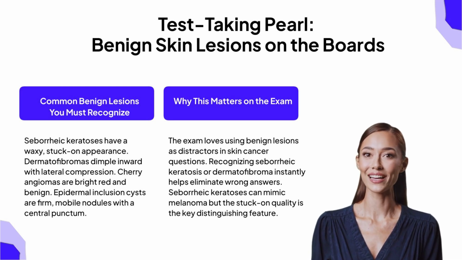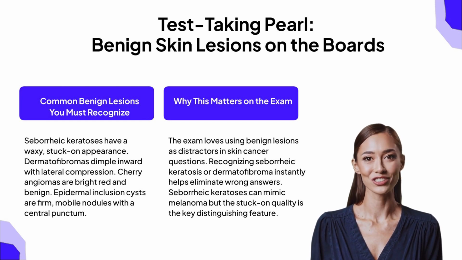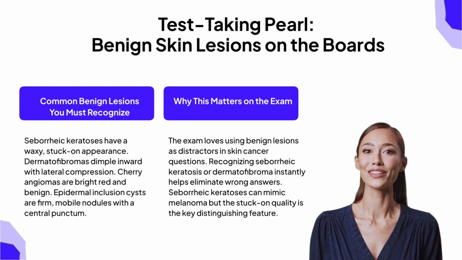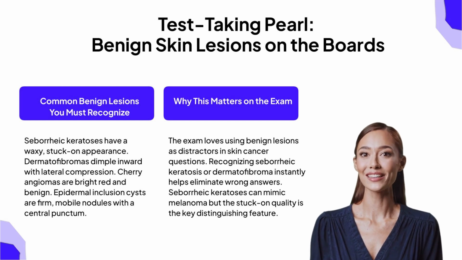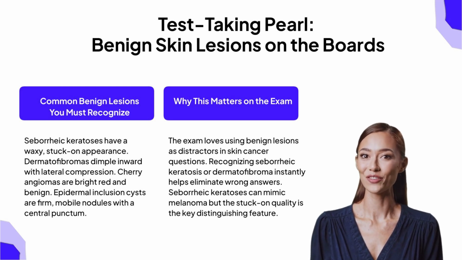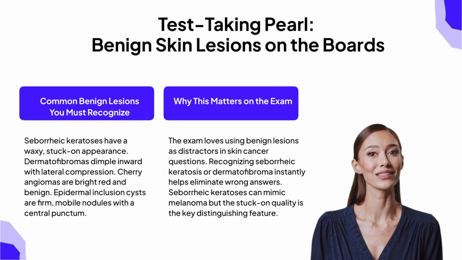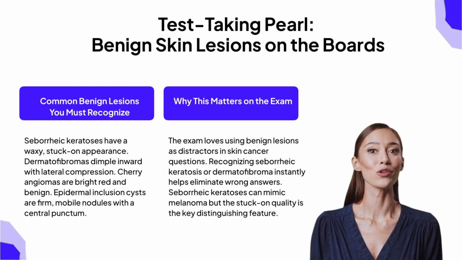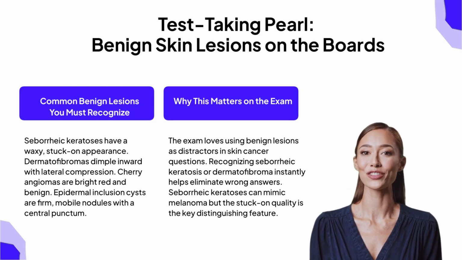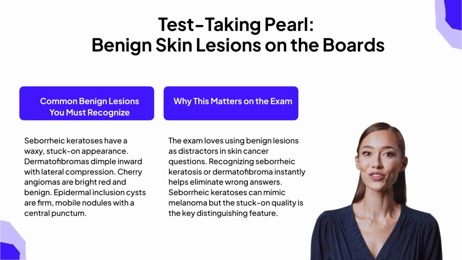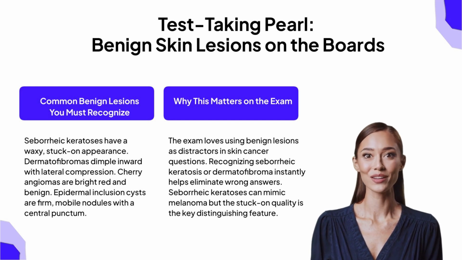They can look alarming and even mimic melanoma, but the stuck-on quality and horn cysts on dermoscopy are key distinguishing features. Dermatofibromas classically dimple inward when you compress them laterally, which is called the dimple sign. Cherry angiomas are bright red, dome-shaped papules that are completely benign and need no treatment. Epidermal inclusion cysts present as firm, mobile, subcutaneous nodules with a central punctum.